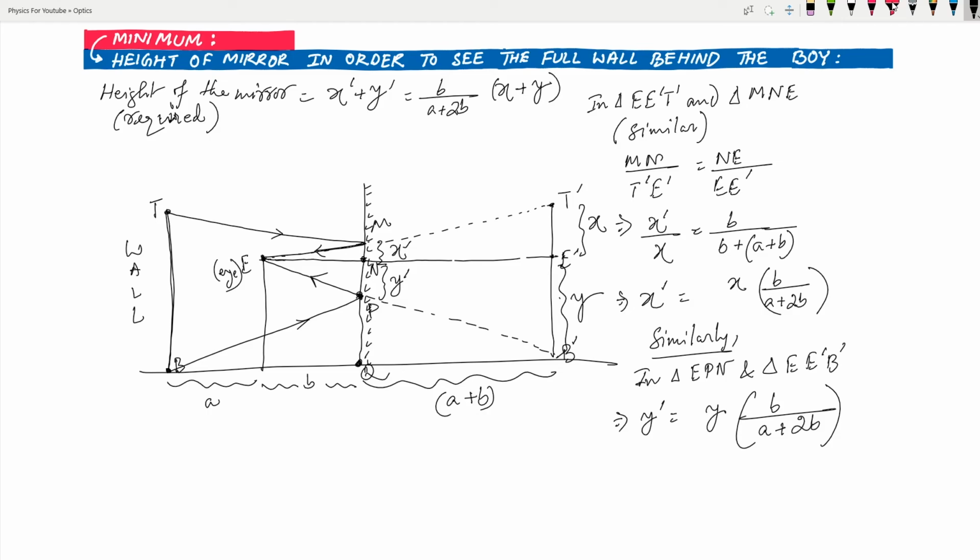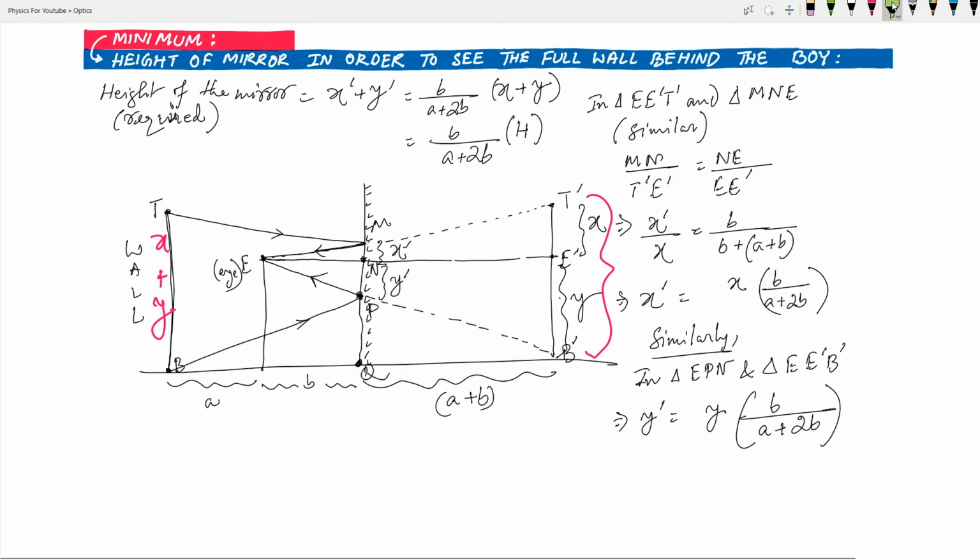Now what is X plus Y? X plus Y is actually this total height, and that is nothing but the height of the wall, isn't it? So we can directly write that this is nothing but B by A plus 2B into the actual height of the wall. Simple. You just need to remember this formula. This is very important. This is the minimum height of the mirror required in order to see the full image of the wall, where H is the height of the wall.